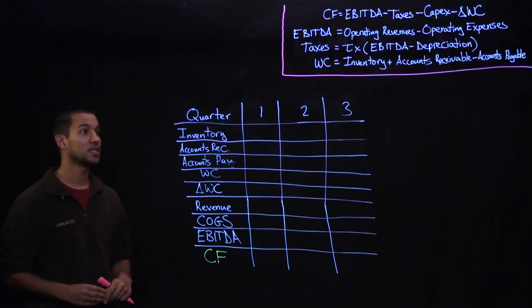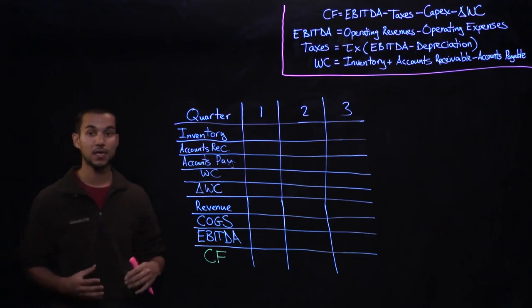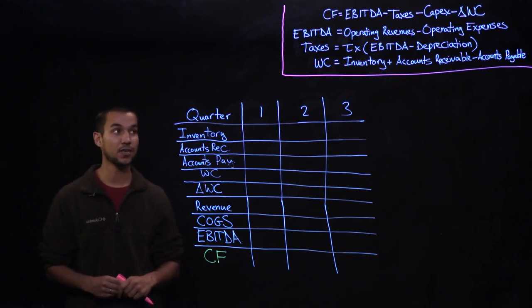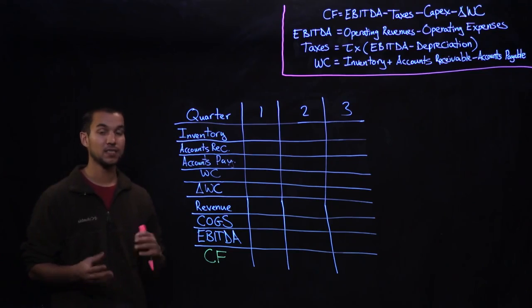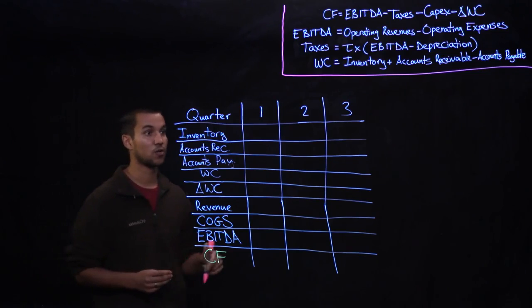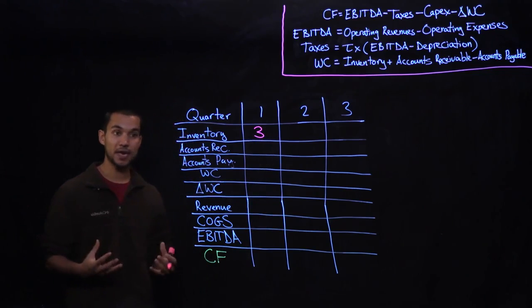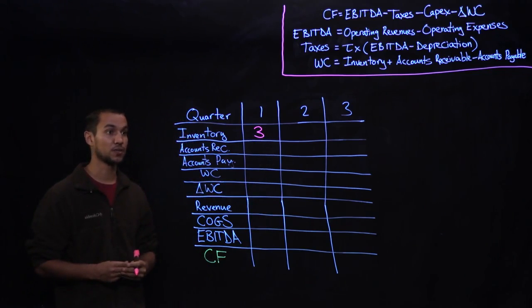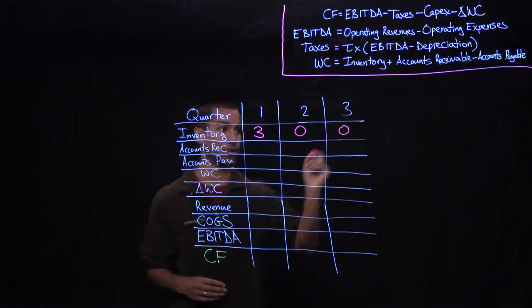In this example, we're going to see why it's so important to include changes of working capital when we're calculating our cash flows from accounting variables. So recall that working capital is essentially the inventory and cash on hand that a firm needs to run its day-to-day operations. And so in this example, our firm invests $3 million in inventory in quarter one. And it gets rid of that inventory by selling it to its customers in quarter two. So the inventory would go down to 0 in quarters 2 and 3.